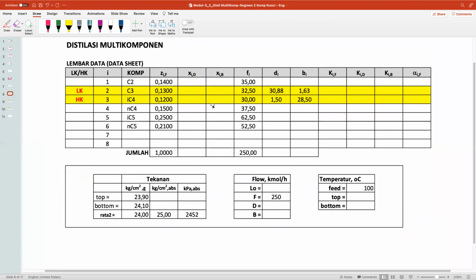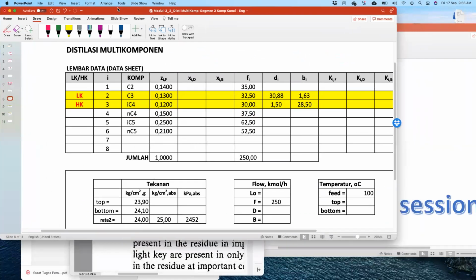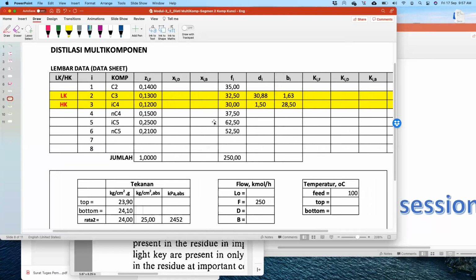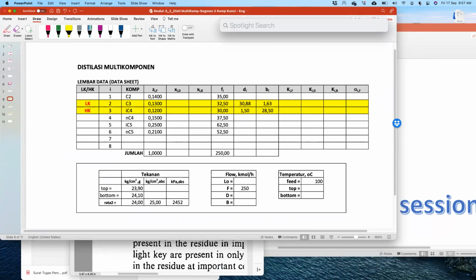This one, ideally you have to open Excel. Yeah, you have to open Excel. So let's check this one. I'm going to open Excel. Now let's have maybe a 10 minute break to copy this one to your Excel, so you have your own Excel. This should be in the Excel, and then we are going to continue.